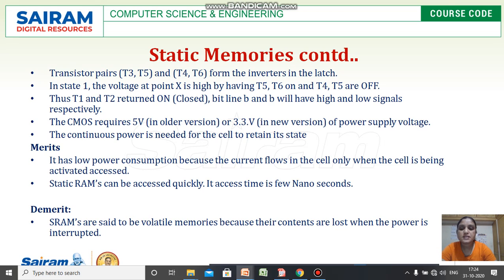The demerit is that SRAMs are said to be volatile memories, because their contents are lost when the power is interrupted. Whenever the power is interrupted, their current values will be lost. So this is the demerit, and in order to overcome this, we go for the DRAMs.